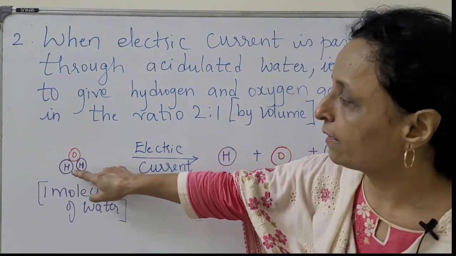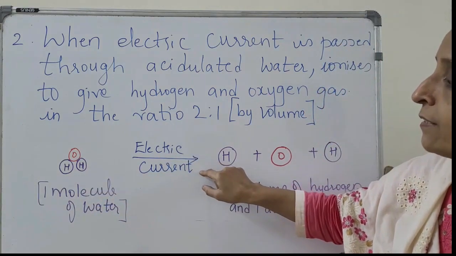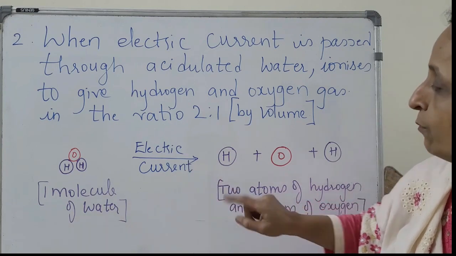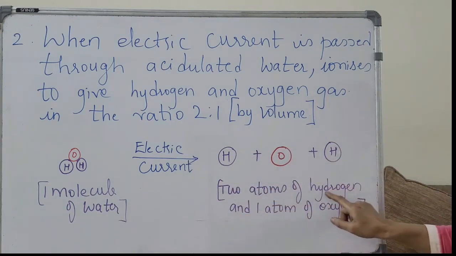So here you can see hydrogen, oxygen, hydrogen, that's a molecule of water. You pass electric current in the acidulated water, you get hydrogen, oxygen and hydrogen. So 2 atoms of hydrogen and 1 atom of oxygen.